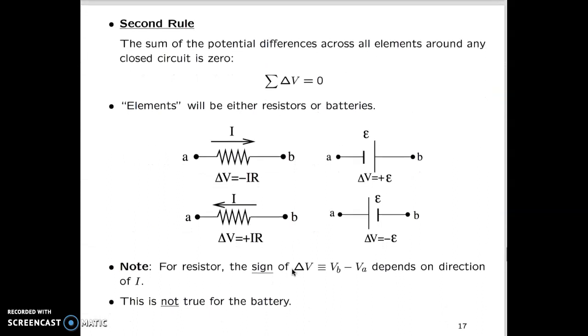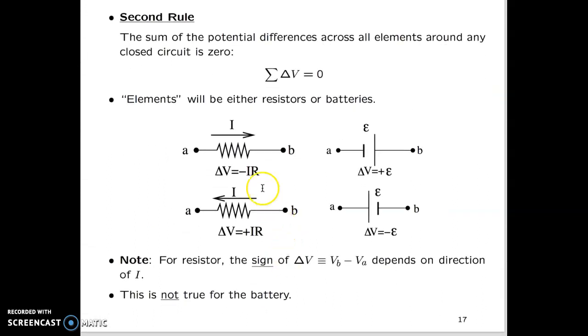The second rule is that the sum of all the potential differences across all elements, I mean a circuit element, across all elements around any closed circuit is equal to zero. Okay, I'll have to explain what that means by going through an example. But in mathematical terms, you could summarize it in this equation here. The sum of all the potential differences across all the circuit elements is equal to zero.